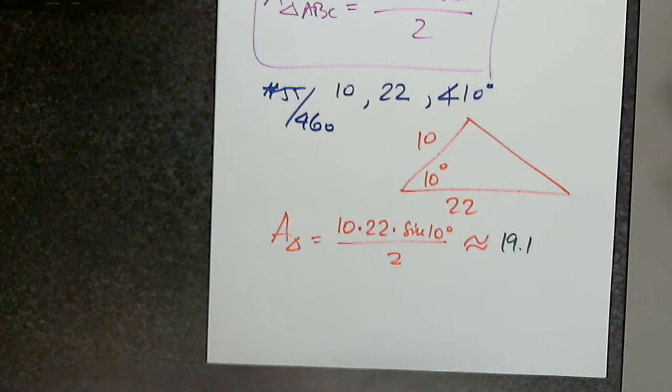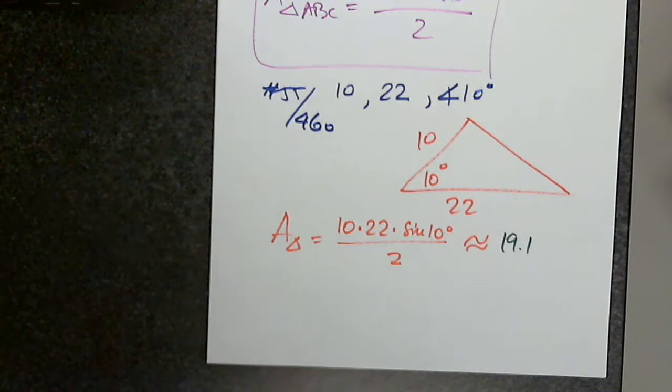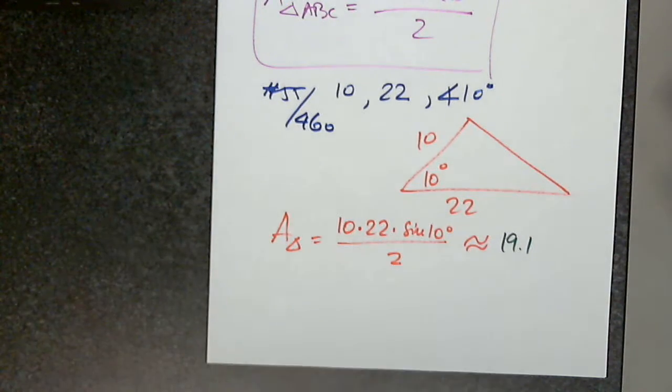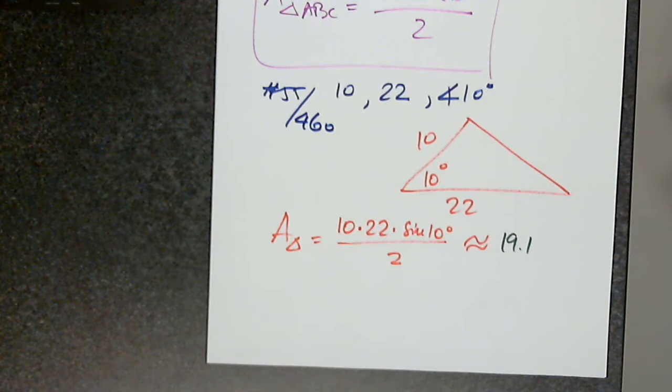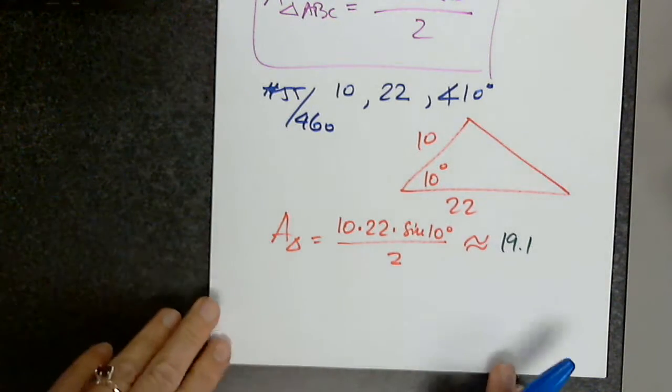Any questions so far? So remember, this formula works only if I'm given two sides and the angle between those two sides. If I'm given two sides and a different angle, I cannot use the formula. Can you use cosine? No. I must be given two sides and the angle included. Otherwise, I cannot find the area of the triangle.